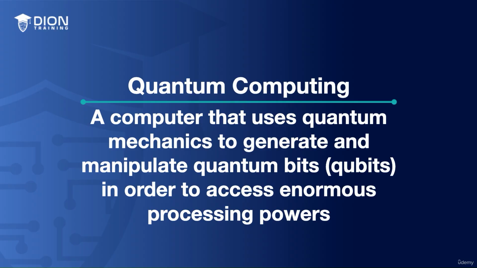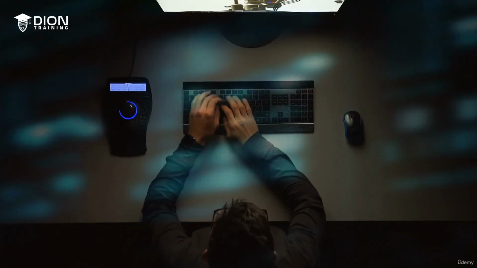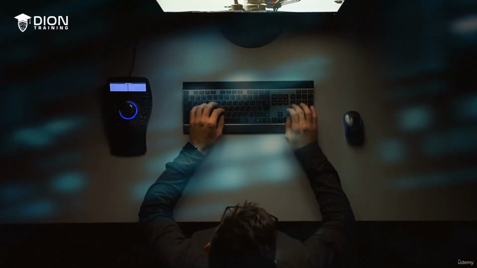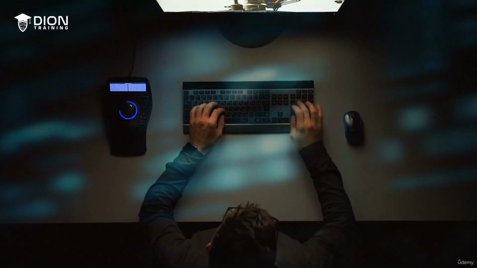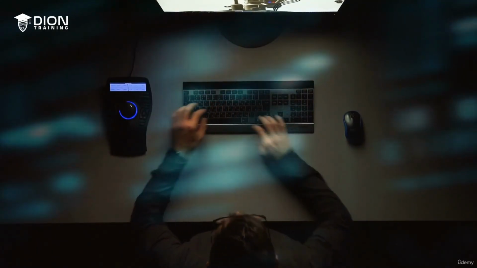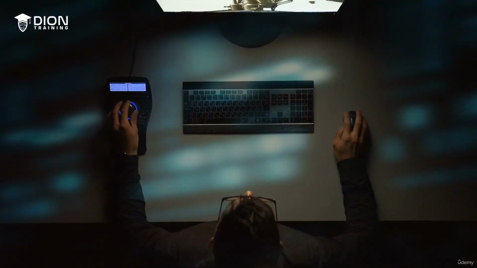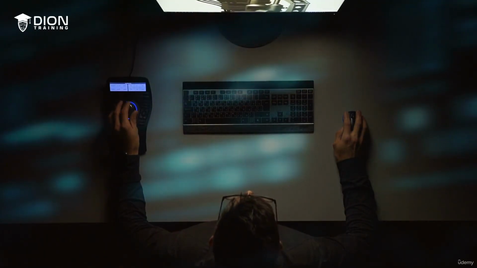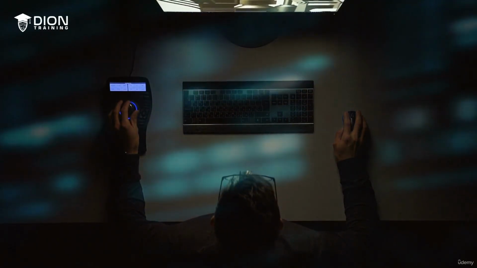Now, when you think about a classic computer, like the one you're watching this course on right now, it's using ones and zeros to process information. The faster you can flip those bits and turn a 1 to a 0 or a 0 to a 1, that means the faster you can get information done and the faster computer you have overall. Well, at a certain point, we can't make our computers any faster by simply flipping bits. This means we've run out of computing capability.